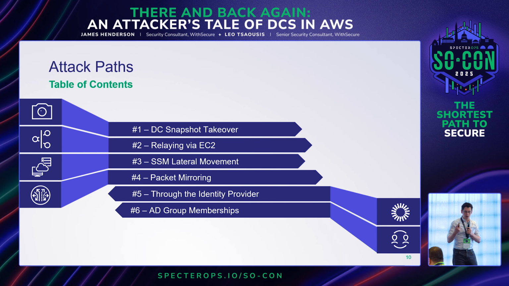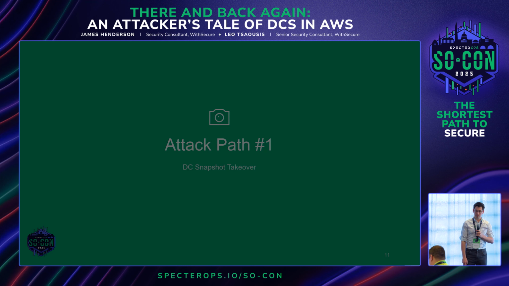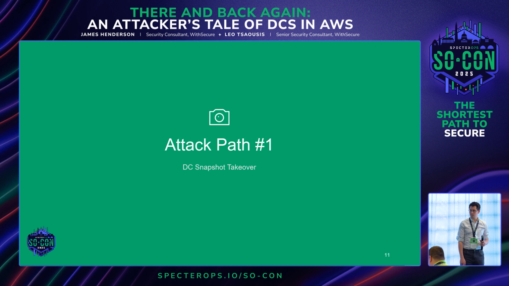So we're going to show 6 attack paths here. 4 of them are going to take us from an AWS perspective into an AD perspective, some of them even getting us domain admin privileges along the way, and then 2 of them are going to show the other way around. So if we have an Active Directory foothold, how can we go and get potentially cloud admin in AWS? So without further ado, let's get into the attack paths.